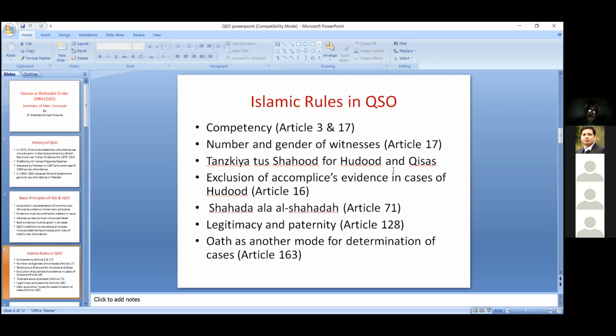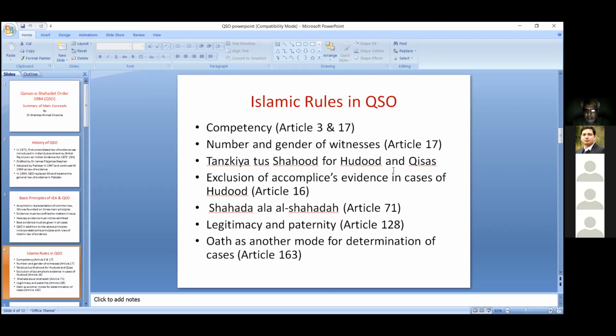The requirement of two is mandated here just because if there is one witness, he may add or subtract from that evidence, but when there are two witnesses, there is less possibility of adulterating the evidence they were supposed to bring before the court. And this concept is known as shahada ala shahada.